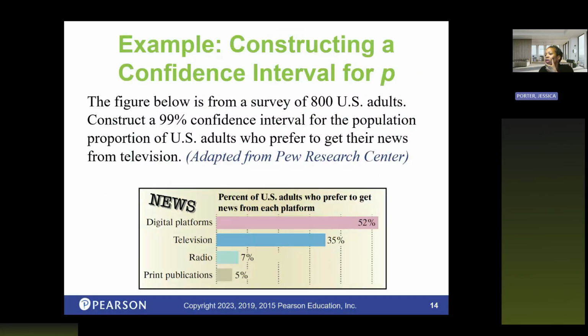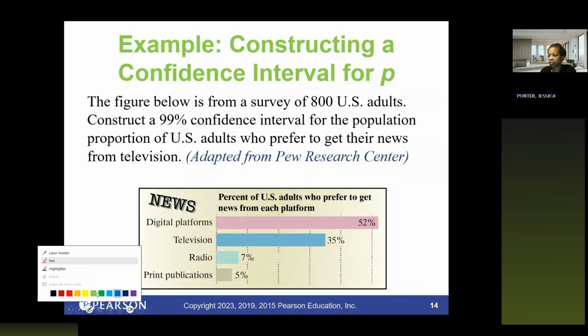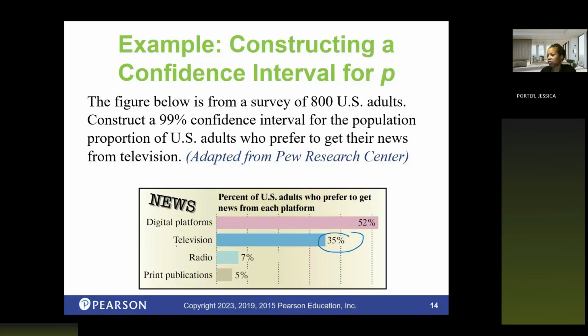All right, this figure below is from a survey of 800 US adults. Construct a 99% confidence interval for the population proportion of US adults who prefer to get their news from television. So just going back, prefer to get their news from television. We're right here at the 35%.